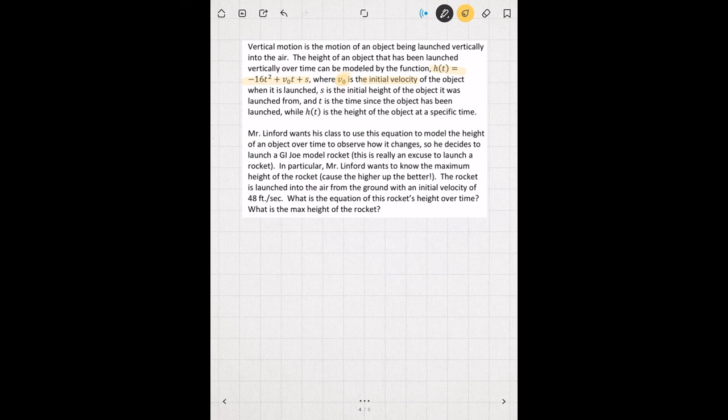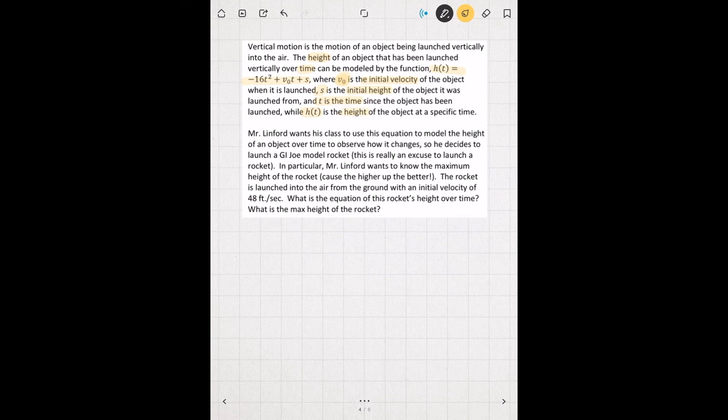So right away we have a function that describes the height over time of an object. We know that v naught is the initial velocity, and this s value is the initial height of the object that it was launched from. And t is the time since the object's been launched, and h of t is the height.